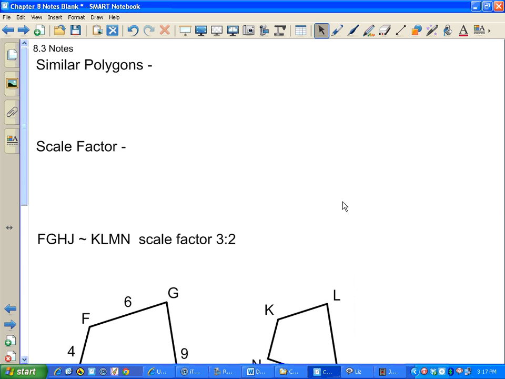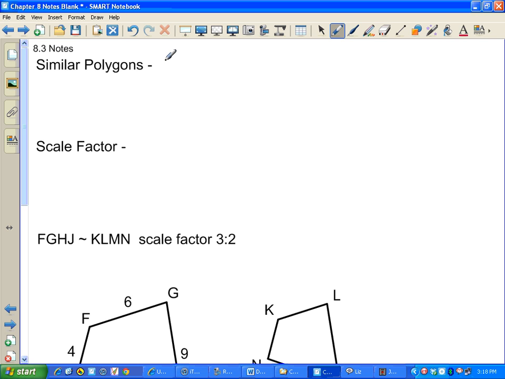Okay, 8.3 has to do with similar polygons. So this is going to relate to our ratios and proportions, and you'll see how it does that. So first, we're going to talk about what similar polygons are. These are polygons that meet certain conditions.